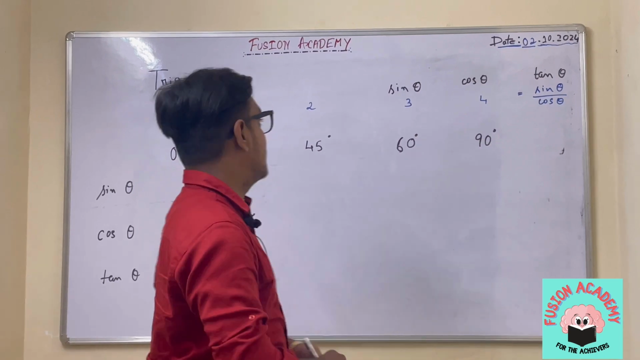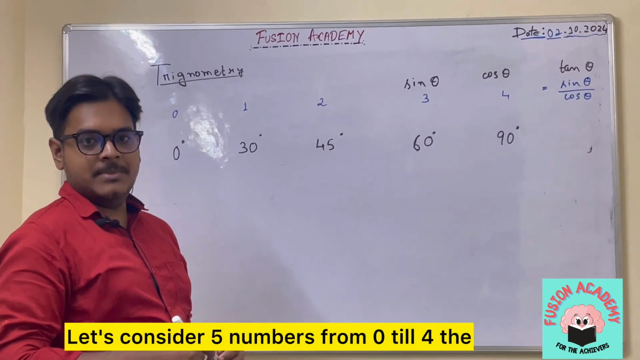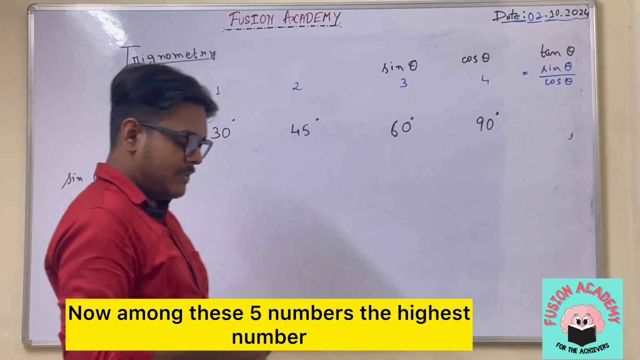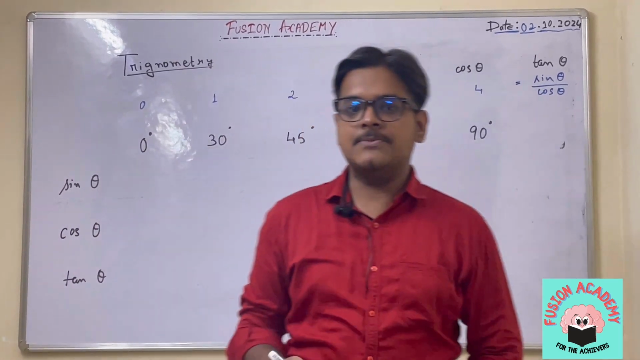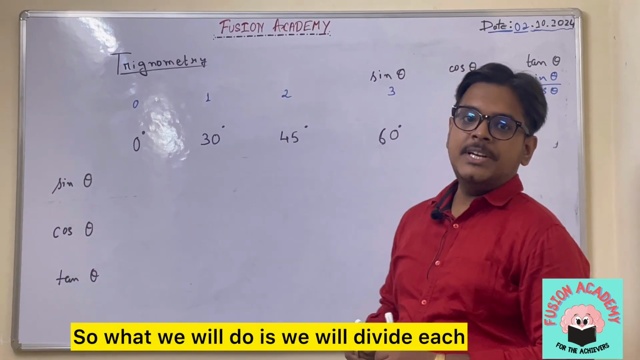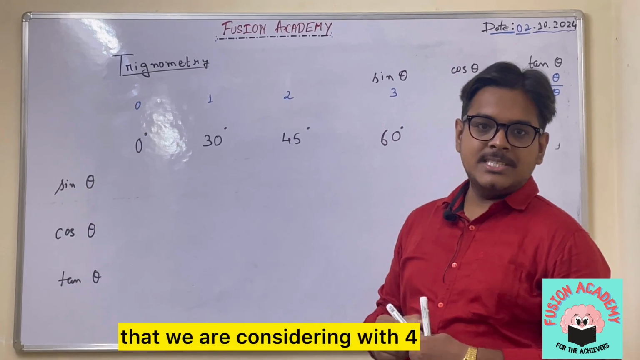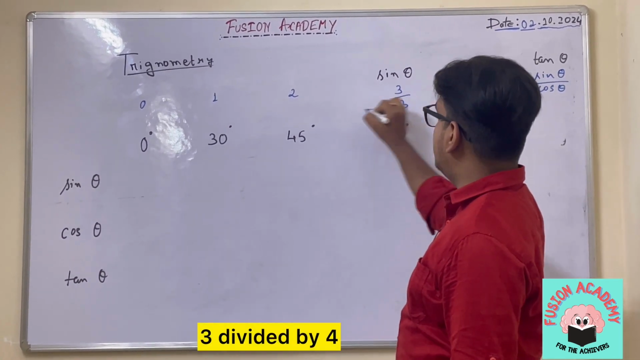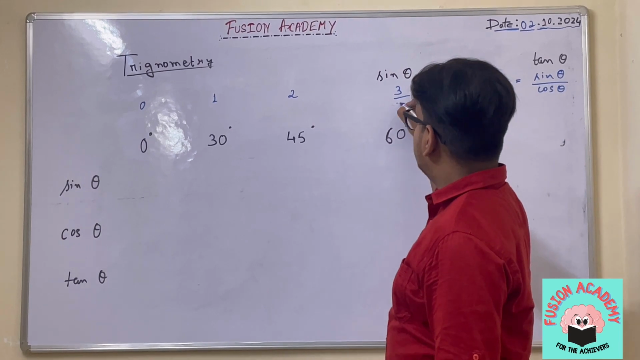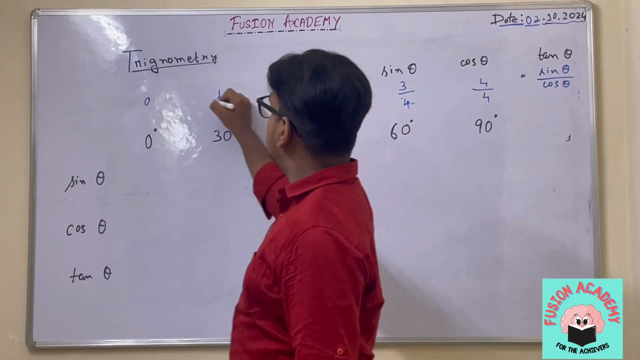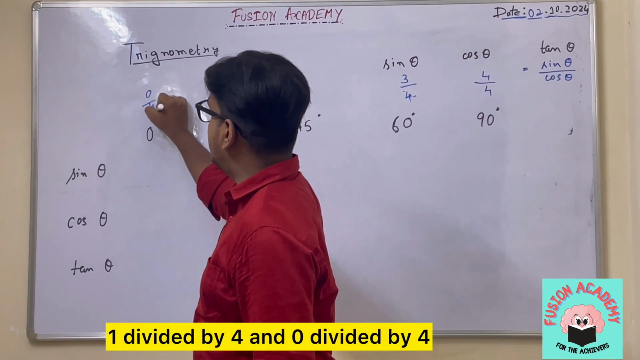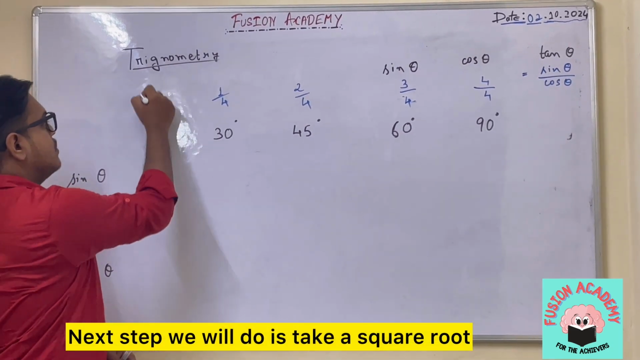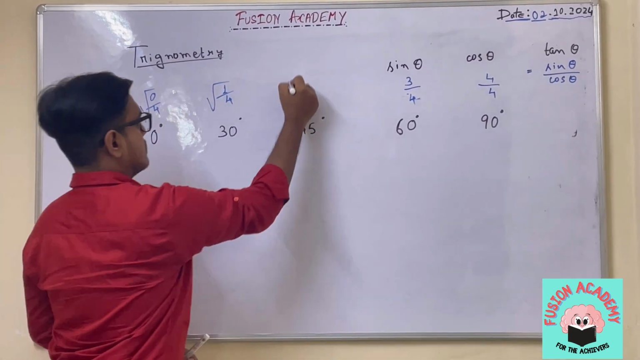So listen carefully. Let's consider 5 numbers from 0 till 4, the way I have written them. Among these 5 numbers, the highest number is 4. So we'll divide each and every number by 4. That is 4 divided by 4, 3 divided by 4, 2 divided by 4, 1 divided by 4 and 0 divided by 4. The next step is to take the square root of each of these values.